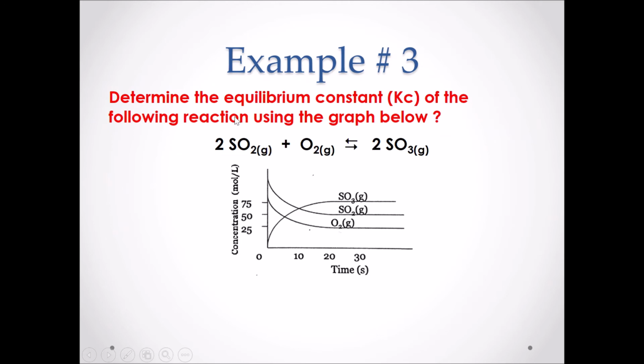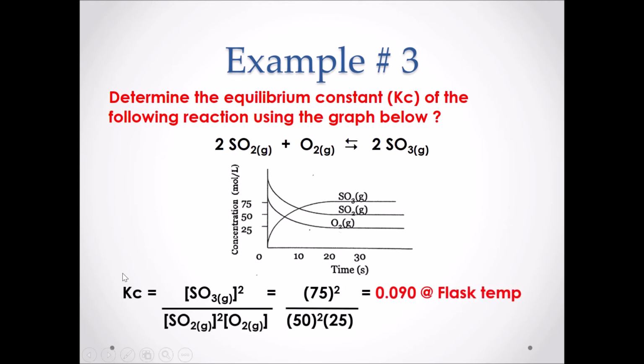Example number 3. Determine the equilibrium constant, Kc, of the following reaction using the graph below. Pause the video and attempt this example. Our graph represents our initial concentrations at time 0, and eventually our system goes to equilibrium. Remember, we need equilibrium concentrations in our Kc expression, so we must take the following values when each chemical species has flatlined in the graph.